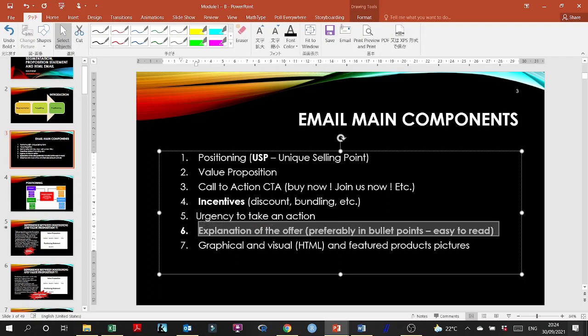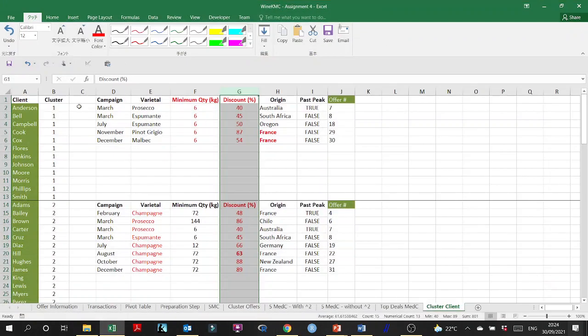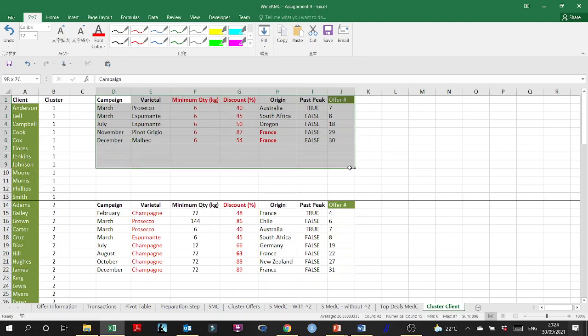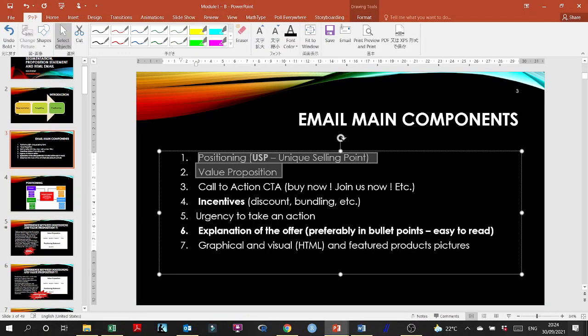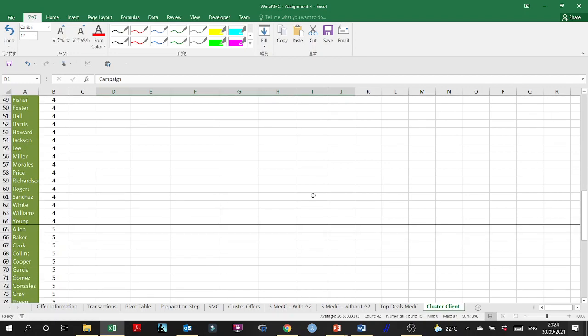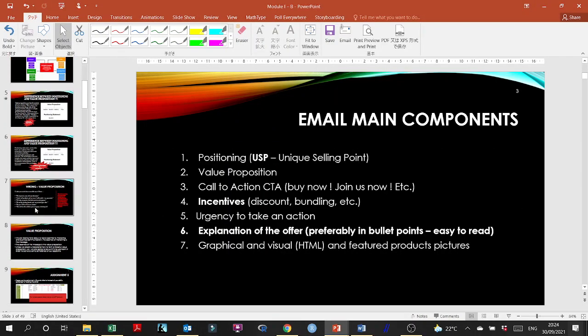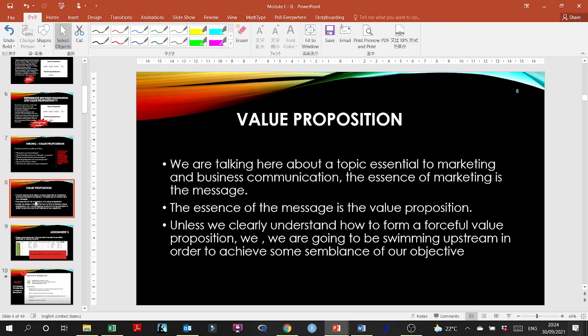Let's slow down. So probably I'm going to ask you just to be creative with a positioning statement and just write a value proposition statement for each one of these. I don't wanna overwhelm you with so many assignments. So the assignment is going to be just write one positioning statement and 5 different value proposition statements based on the extracted information from our clustering.